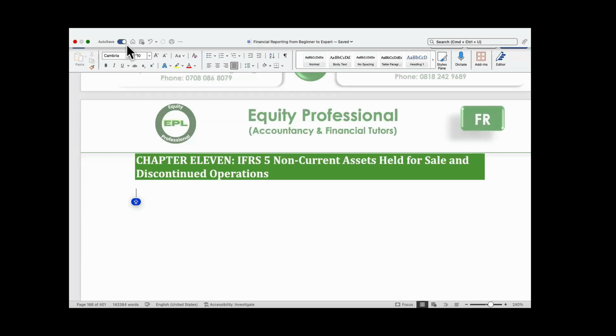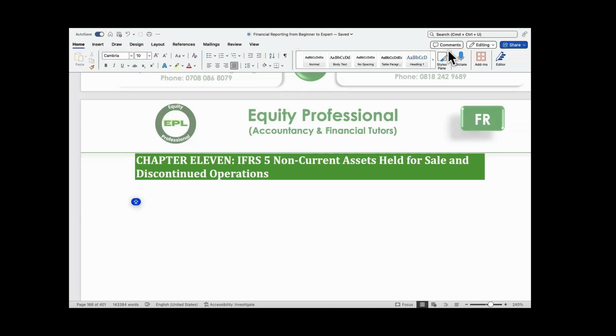Tonight we're looking at a very short and interesting standard, IFRS 5, and hopefully we should be out of this class within an hour or less, but I'm sure it won't exceed that. So we're looking at IFRS 5 on non-current assets held for sale and discontinued operations.